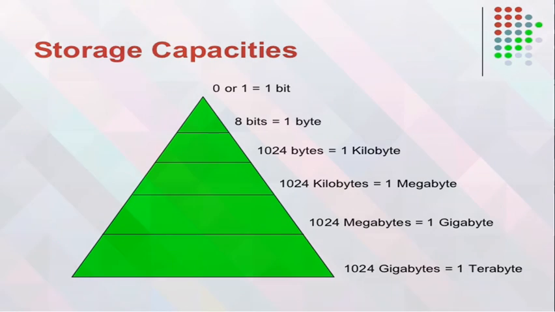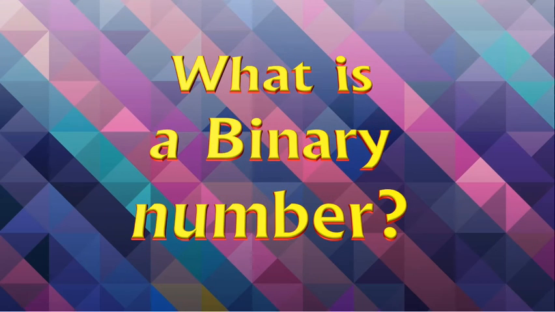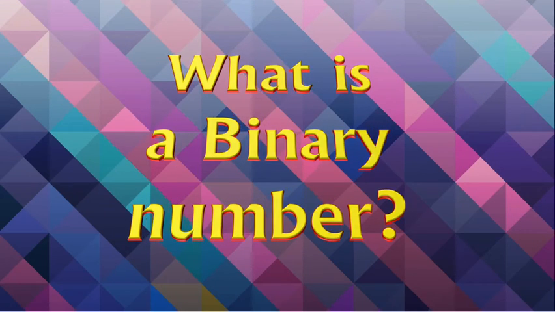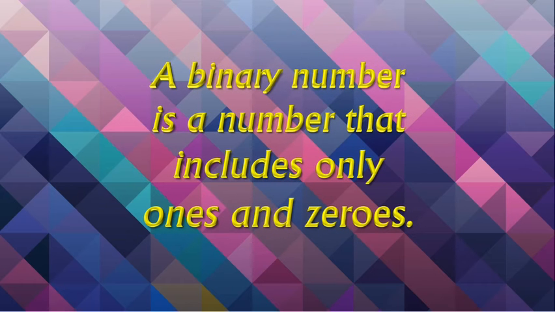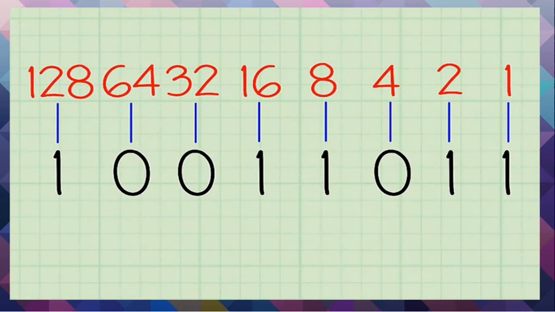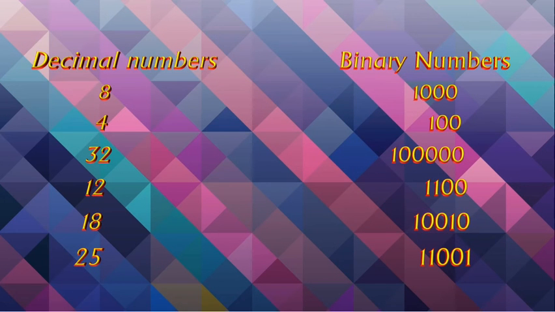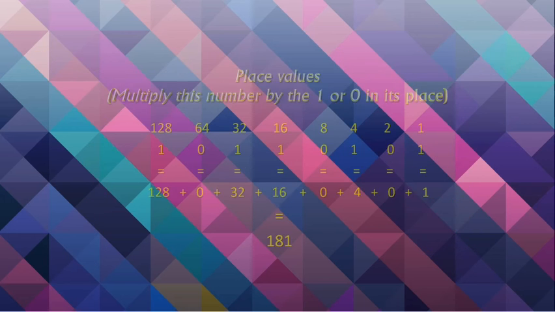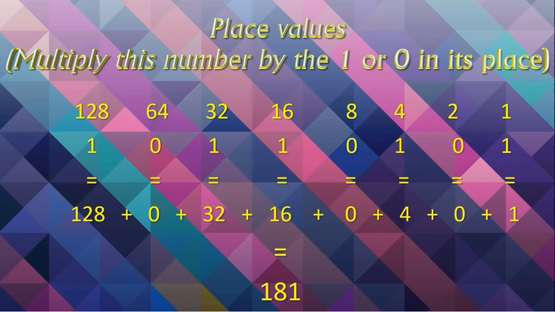Let's see what a binary number is. A binary number is a number that includes only ones and zeros. The number could be of any length. The following are all examples of binary numbers. Place values: multiply this number by the 1 or 0 in its place.